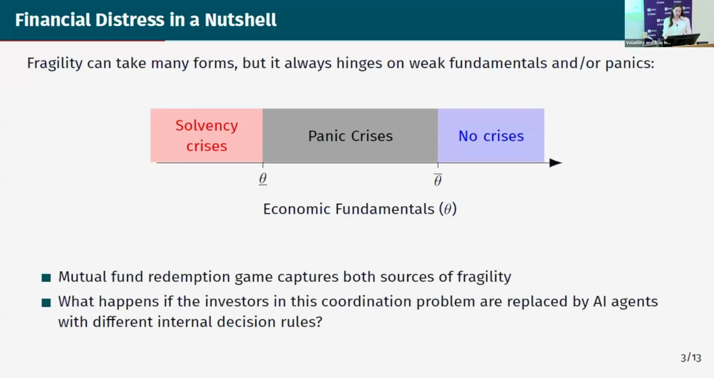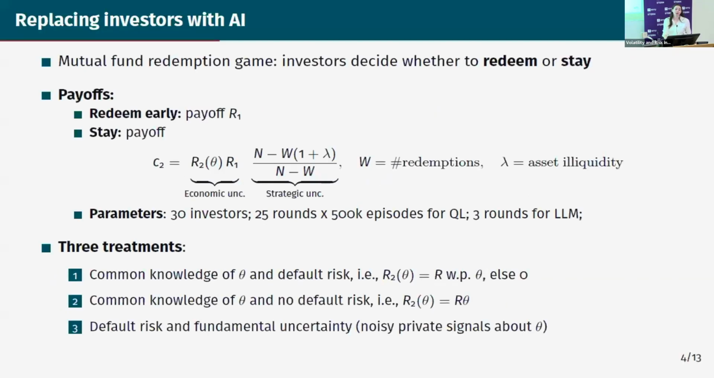And we felt like a mutual fund redemption game captures these aspects well. So this is what we're using in our setting. Specifically, we're answering what happens if the investors in this coordination game problem are replaced by agents with different internal decision rules. Let me show you a bit more on our experimental setup.